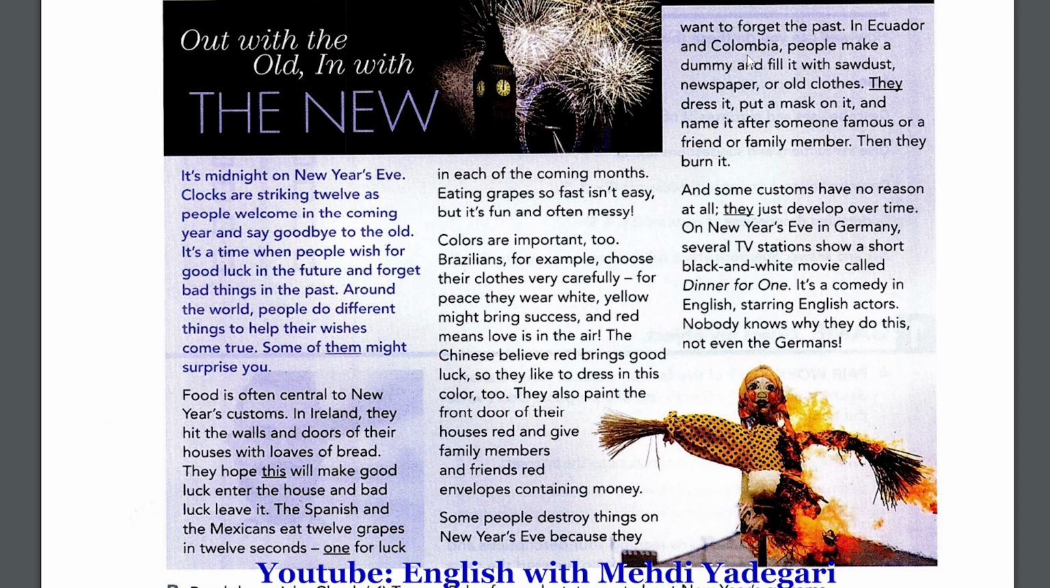In Ecuador and Colombia, people make a dummy and fill it with sawdust, newspaper, or old clothes.